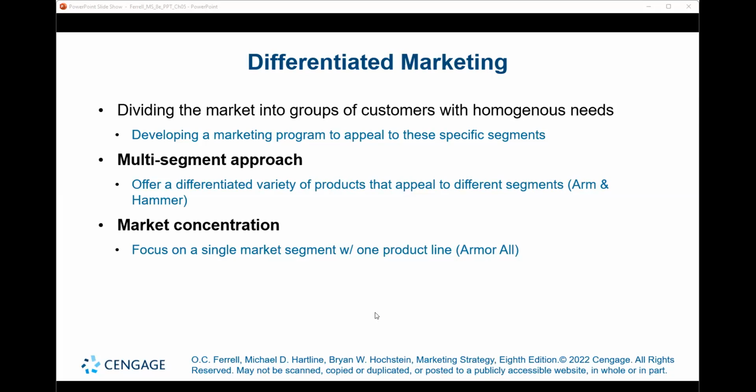Arm & Hammer makes toothpaste. Arm & Hammer is used for baking. Arm & Hammer is used for cleaning. And so this is a multi-segment approach in which the same product is used in multiple markets.